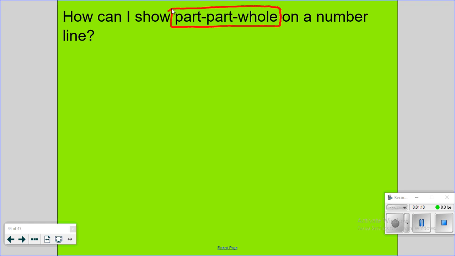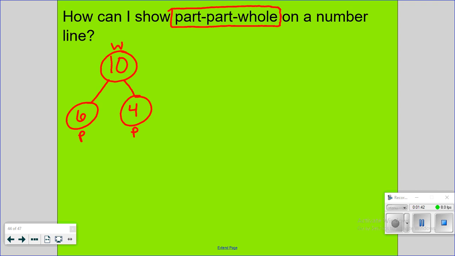In younger grades, you've probably seen it. If I was doing 10 as my whole, you saw it like this. We've seen part whole like this. The 6 is one of my parts. The 4 is my other part. And when I put those parts together, I make a whole. We use that same thing. It just looks a little different.